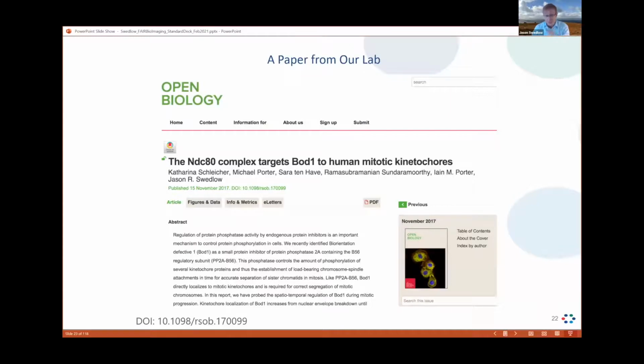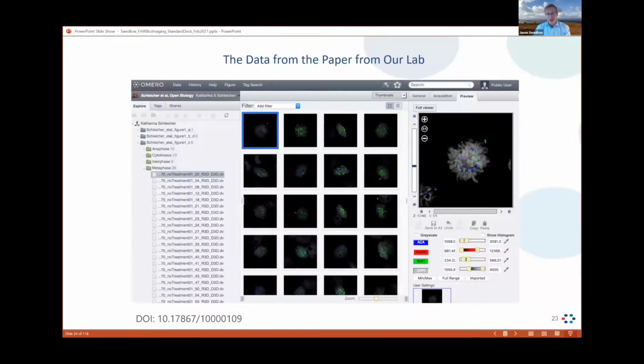So here's a paper that we published. I'm not telling you anything about the science in that paper, but this is a paper we published a couple of years ago. And if you go to this DOI and scroll down to the data availability section, you'll see we have a DOI in there. A DOI is a digital object identifier. It resolves to our public OMERO instance here at Dundee. And this is what you would see.